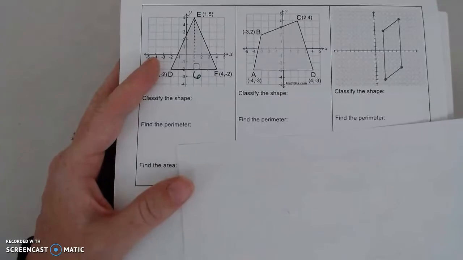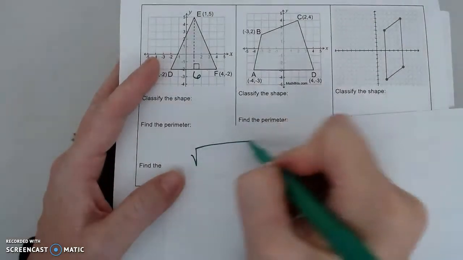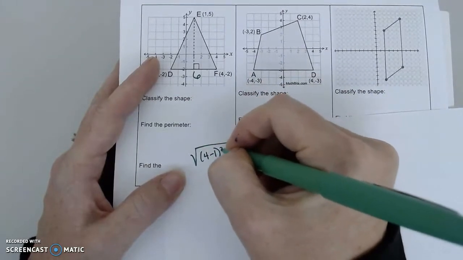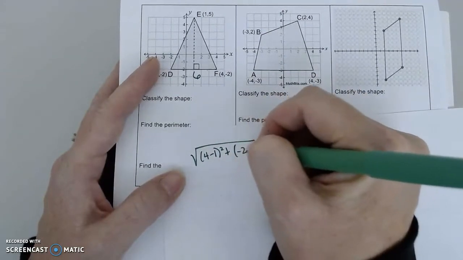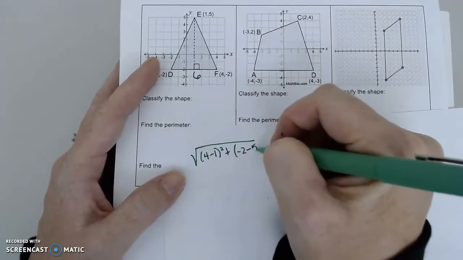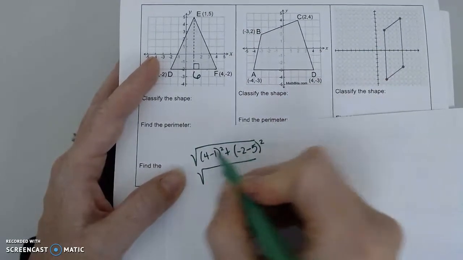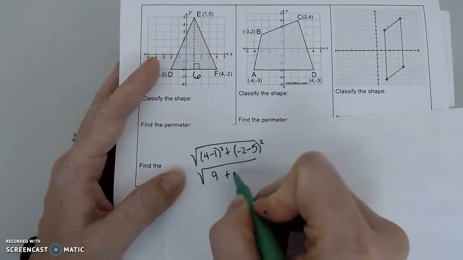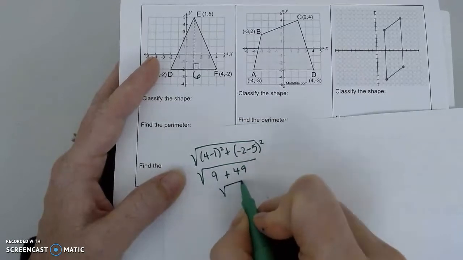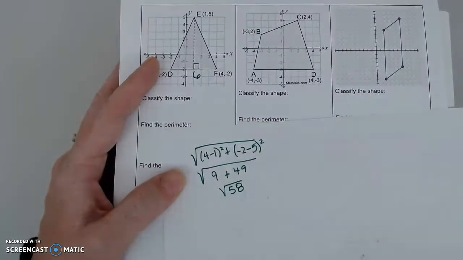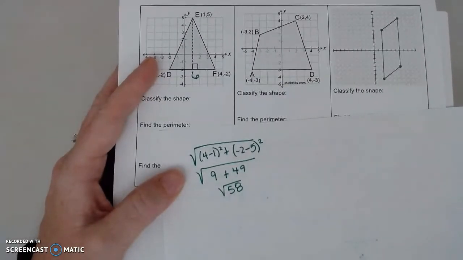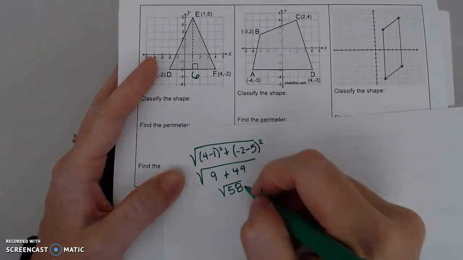So I'm going to do it here. We've got x minus x squared plus y minus y squared. So you can type that into the calculator. 3 squared is 9. Negative 7 squared is 49. So this is going to be root 58, which is approximately 7.62.